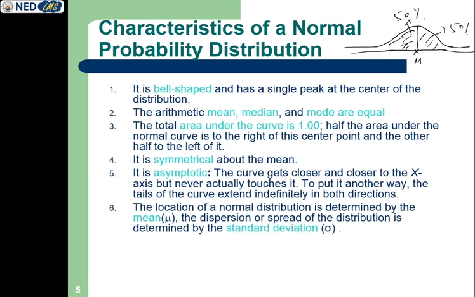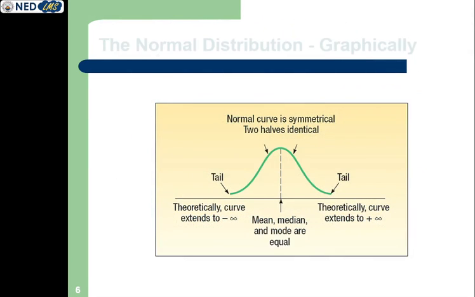The location of the normal distribution is shown by mu, and the spread shows the standard deviation. This is the spread, or variation. So spread depends upon sigma, the standard deviation of the normal distribution, and the location depends upon the mean. This is what we call location: how we locate the center point of the normal probability distribution. So these are the characteristics of the normal probability distribution.